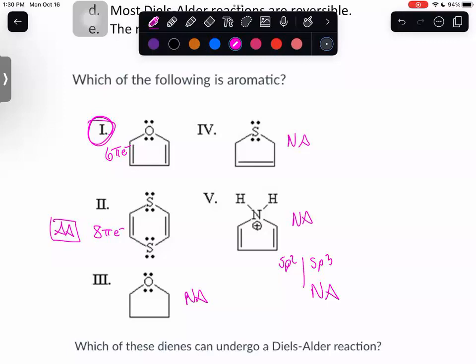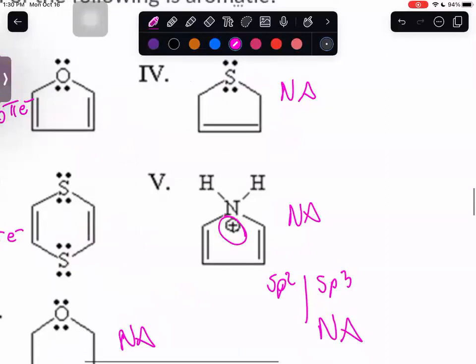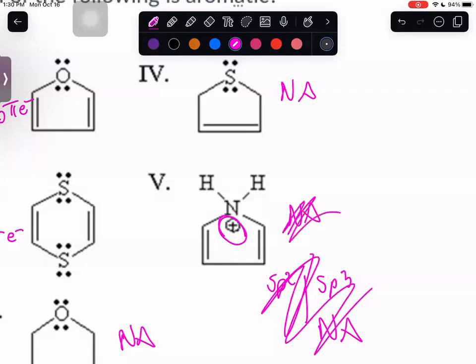Let's rewind really quickly. So the rule with heteroatoms: we are only talking about heteroatoms that are uncharged. Everything is stable. We don't see any pluses or any negatives. In this case, we see a nitrogen with a positive charge. So in this case, we're not going to be following the heteroatom rule.